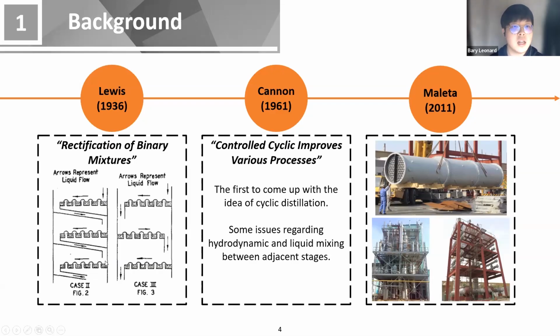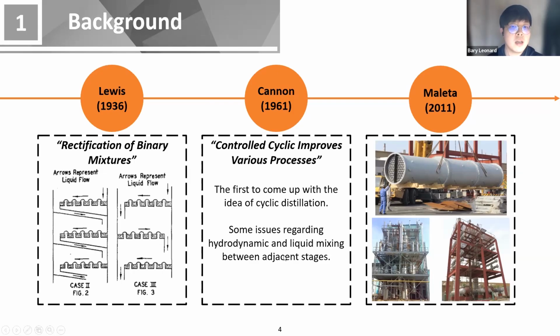And interestingly, in Lewis' work, he mentioned that case 2 actually has the best efficiency compared to case 3, and even compared to case 1, which is just a flash unit. However, because of these difficulties in the column configuration, the work from Lewis was not picked up anymore. And in 1961, Cannon came up with the idea of controlled cyclic distillation, or we can also say periodic distillation.